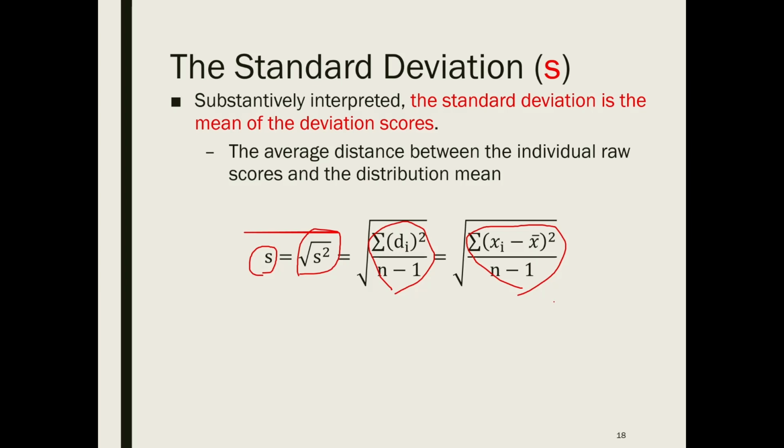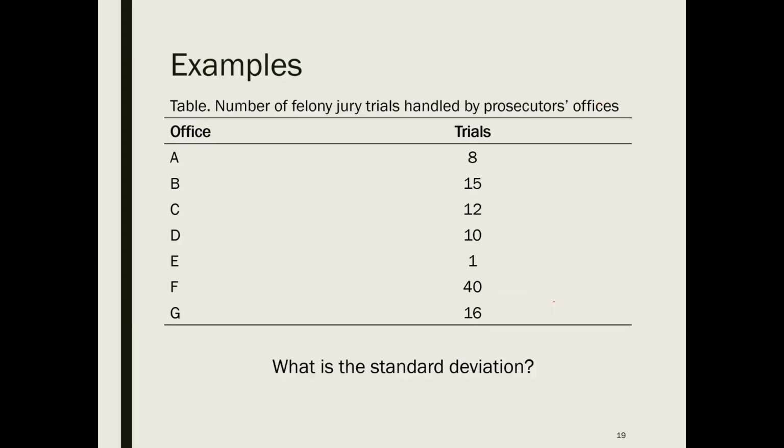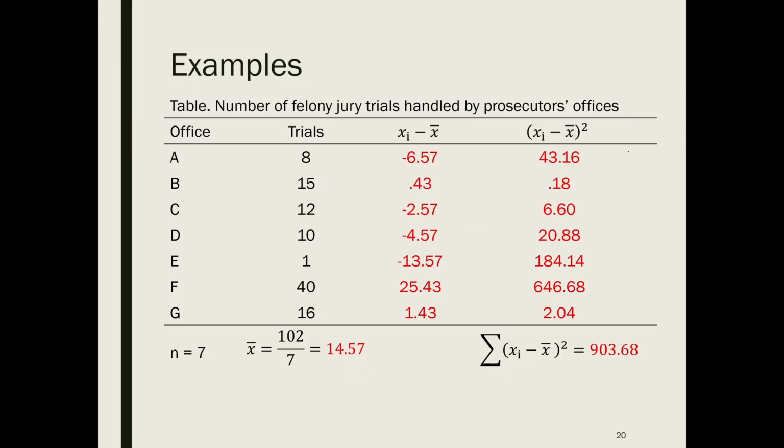Then you take the square root of the variance, and you will get the standard deviation. It's just that simple. So this is the example. It's the same example we just used to calculate the variance. Now this time it asks you about the standard deviation, right? So again, the whole process is the same.